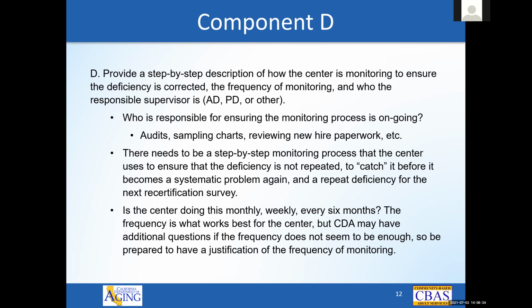Additionally, we're looking to see the frequency. At what frequency will the administrator, program director, or other responsible individual oversee the monitoring process? There needs to be a step-by-step monitoring process that the center uses to ensure that the deficiency is not repeated, to catch it before it becomes a systematic problem again and a repeat deficiency for the next recertification survey. Ultimately, this section is to ensure that there's a systematic review of the problem in question. So next, we'll look at component D for the nursing example.